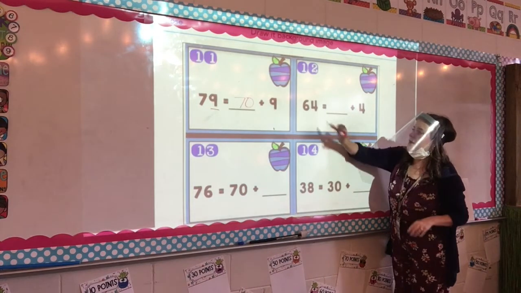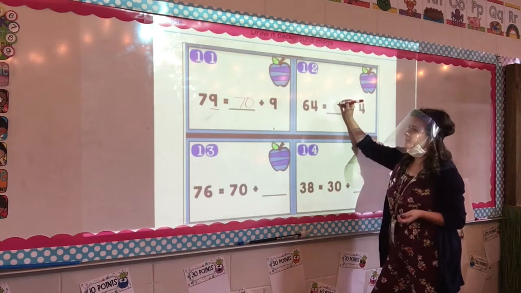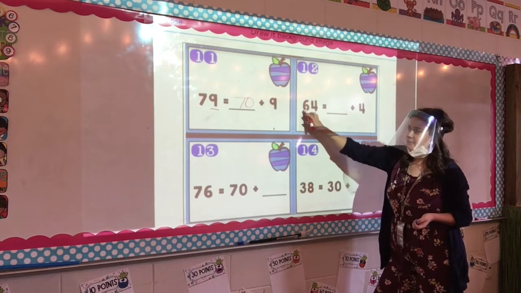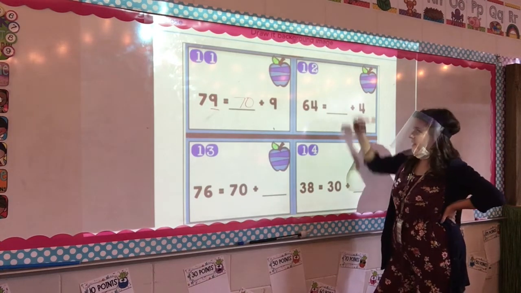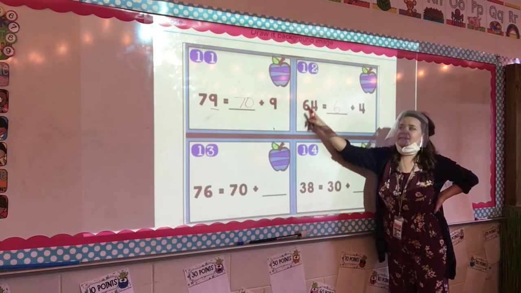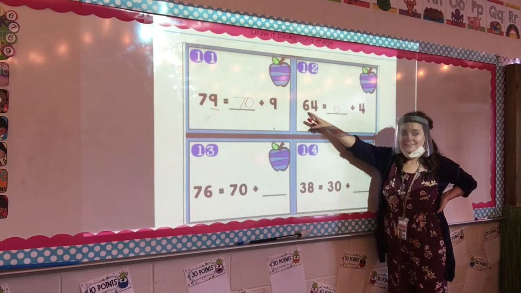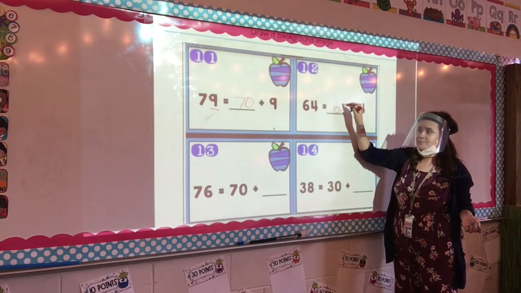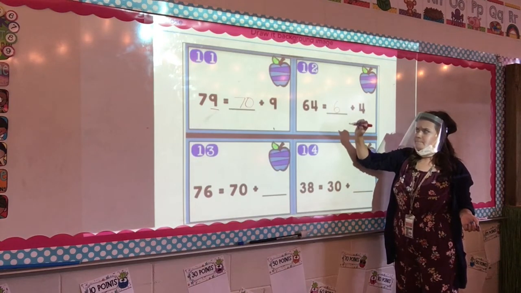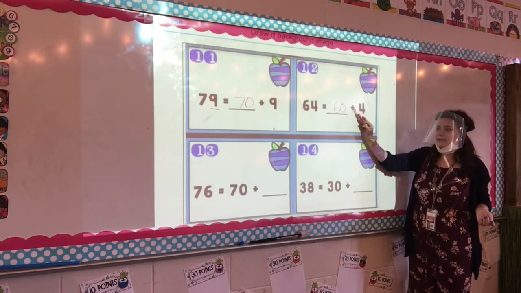Next, 64 is blank plus 4. Peyton, what am I putting in the blank? I already have the 4. What do I need now? The 6. Right. Am I just putting the 6? No. Because 6 plus 4 is not 64. What is this 6 here? Is it 6 ones or is it 6 tens? It's 6 tens. So how do I write 6 tens? A 0 behind it. Like this. 60. 64 is the same as 60 plus 4.